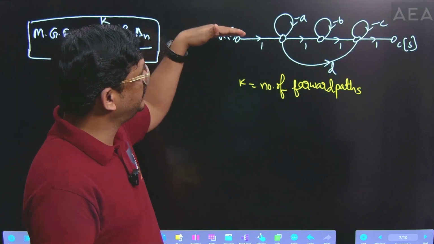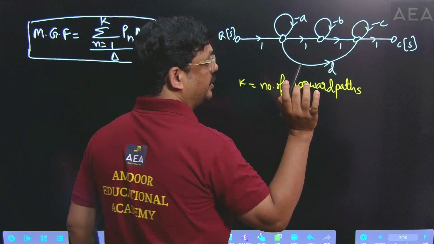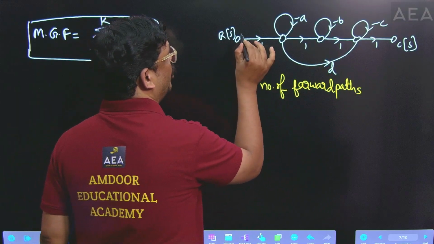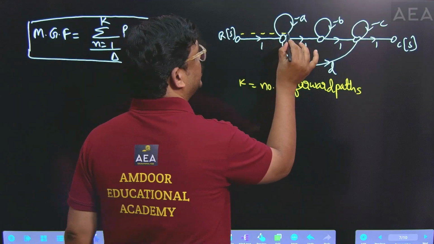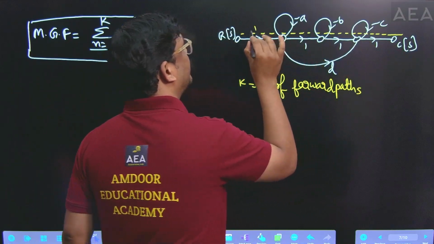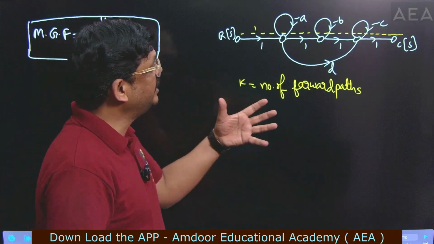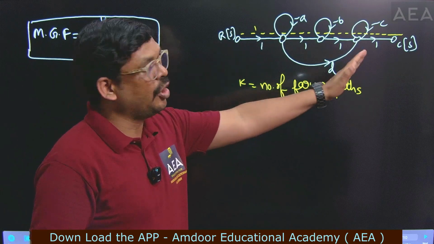Just go through this diagram. Here from the input side to the output side, it has one forward path. I want to draw the dotted lines. All of you observe this one. This comes under one forward path. Let us assume this one is the first forward path because I want to give the numbers. Similarly, identify the path from the input to the output side.